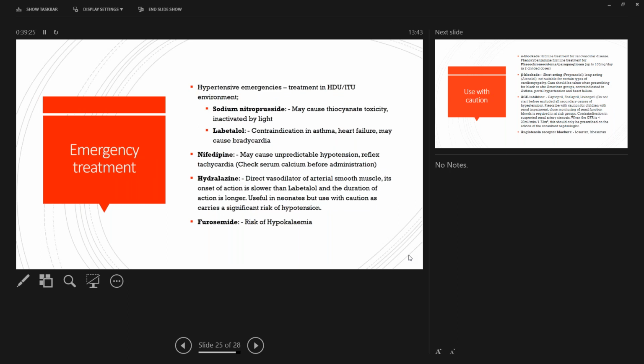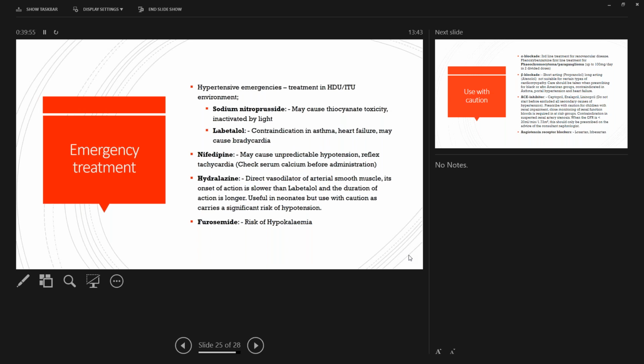So treatment within hypertensive emergencies. As I said earlier, the treatment should ideally be initiated in the HDU or ITU environment. Sodium nitroprusside is one we use here, and labetalol. Both have their contraindications as listed there and need careful monitoring. Nifedipine we do use, as I said earlier, it's unpredictable for hypertension or reflex tachycardia.